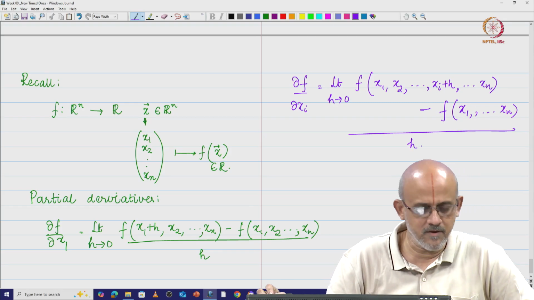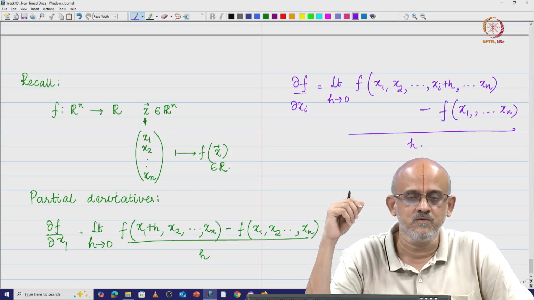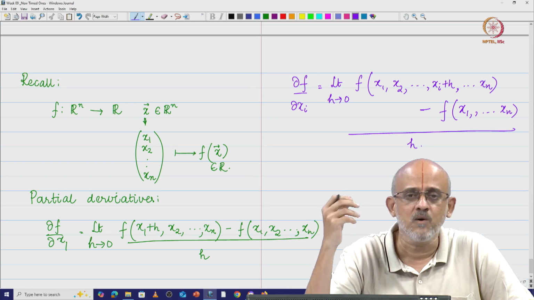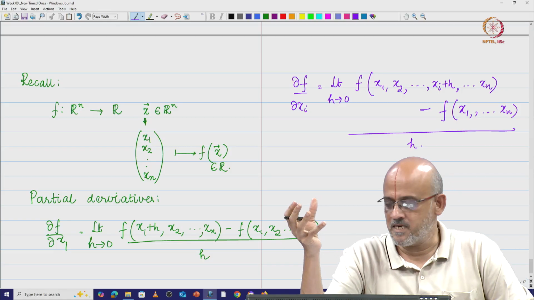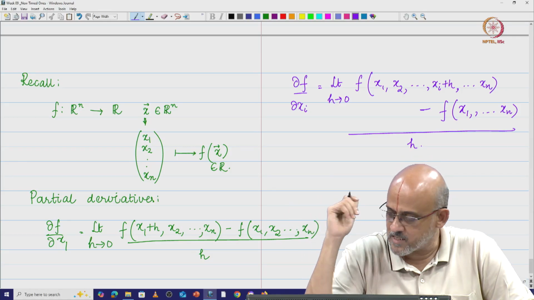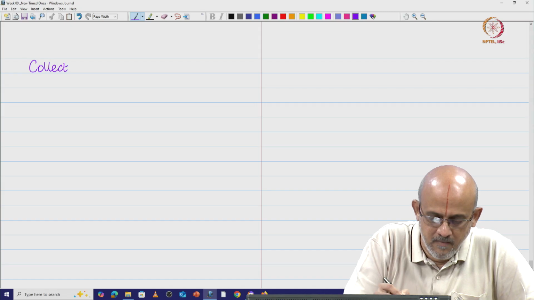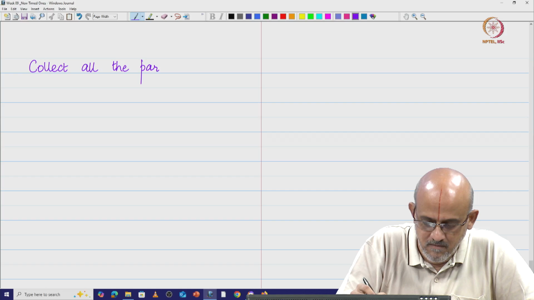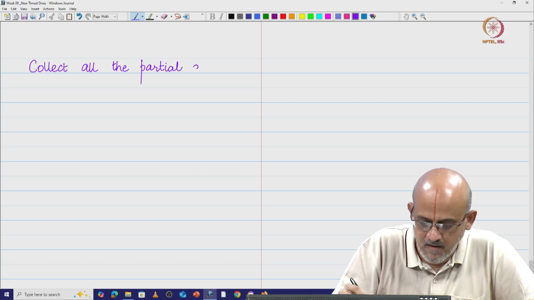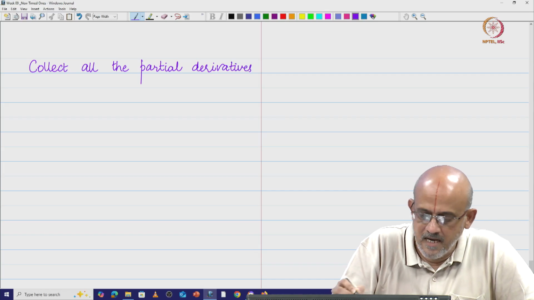And now we are going to do something interesting. We have got all the partial derivatives now. What are we going to do with these partial derivatives? How are we going to put all these partial derivatives into a structure? So, what we are going to do is collect all the partial derivatives as a row vector.